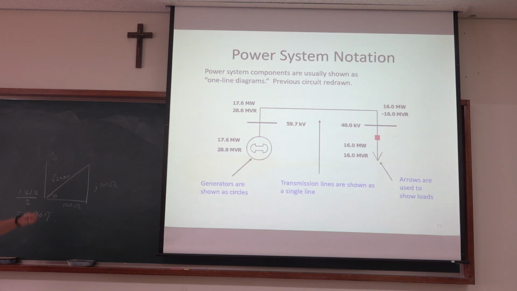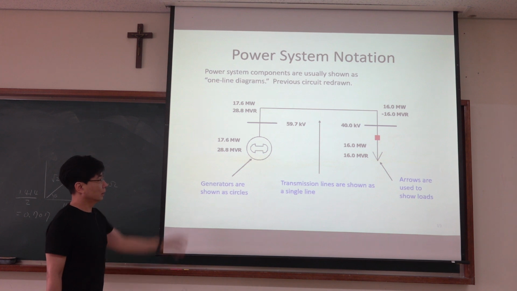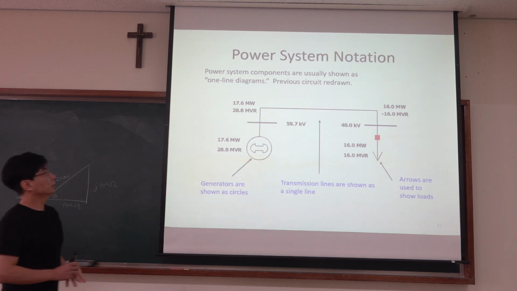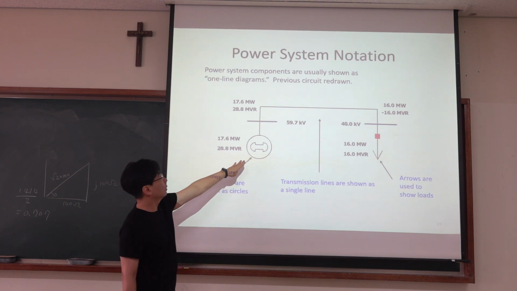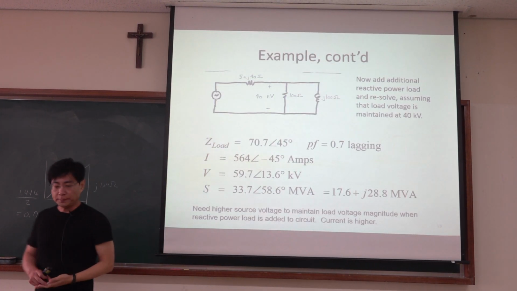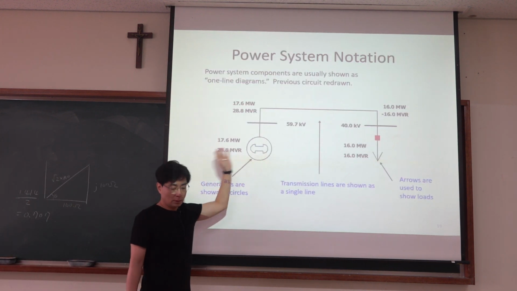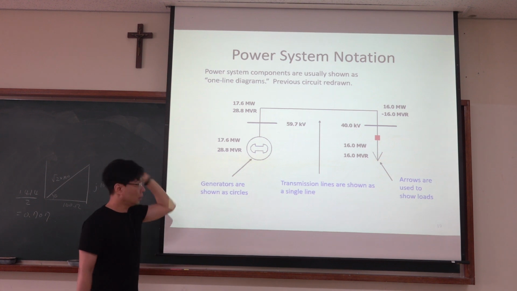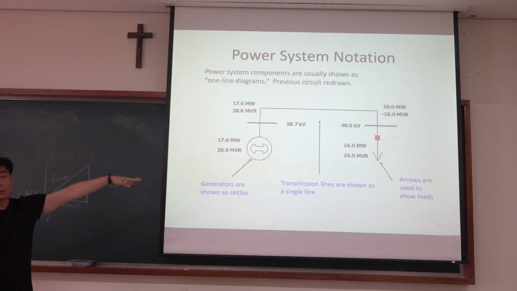Okay, I will discuss that later. And let's think about the power system notation. This is called a single line diagram, and this is equivalent to this circuit diagram. In power systems, using this kind of single line diagram is much more popular than this kind of circuit diagram. The reason is that this is simpler.